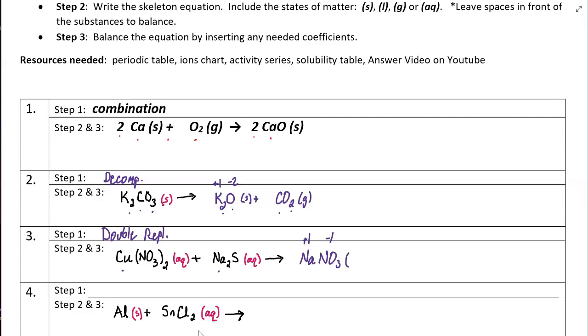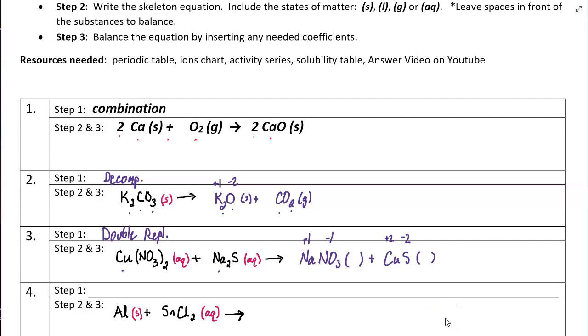Sodium nitrate might be aqueous or solid. We're going to discover that by looking at the solubility chart. The other product is copper sulfide. The copper is positive 2, and the sulfide is negative 2. These are opposite charges, no crisscross needed. Again, that product will be either aqueous or solid. We'll discover that by using the solubility chart.